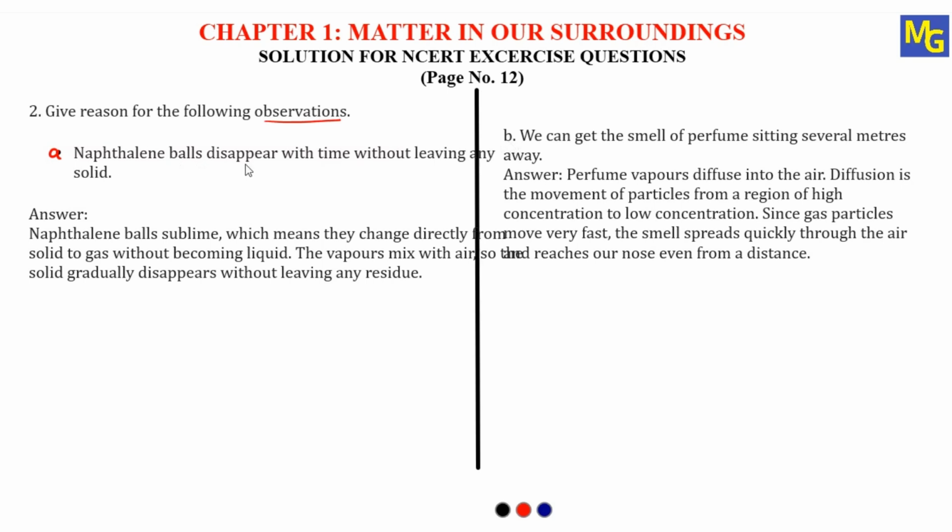Naphthalene balls disappear with time without leaving any solid. So remember, what is the observation? Naphthalene balls are kept in a cloth cupboard, and those naphthalene balls disappear with time without leaving any solid. This is a naphthalene ball which we use in our day-to-day life to keep in a cupboard so that cockroaches will not come into the cupboard.